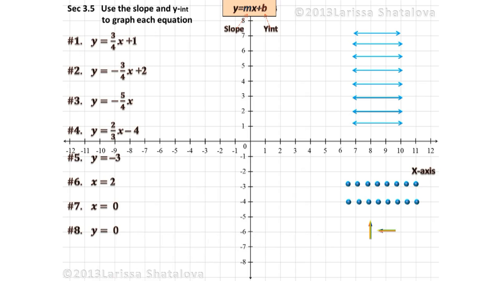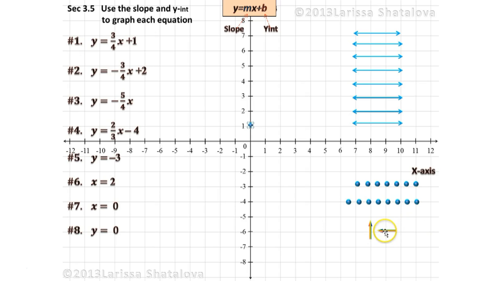Demonstration for project number 1. Use the slope and y-intercept to graph each equation. Equation number 1. y equals 3 over 4 x plus 1. Y-intercept is positive 1, or just 1. Here we are. Now we have to show slope, which is positive 3 over 4.